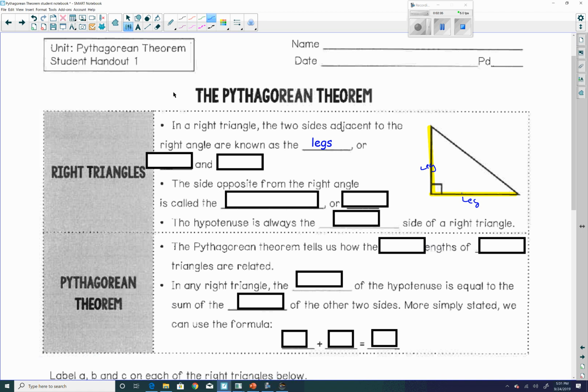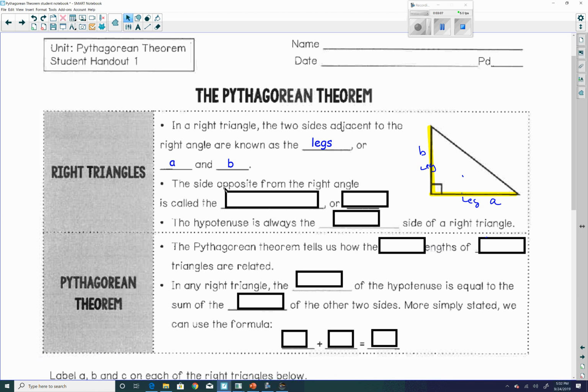Now, because I'm going to be using the Pythagorean theorem to figure out missing sides, when I'm labeling them, they're going to be my a and my b side. It does not matter which leg is a and which leg is b. I could have just as easily said that this one was a and this one was b. My legs are interchangeable.